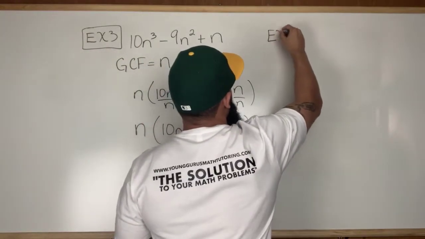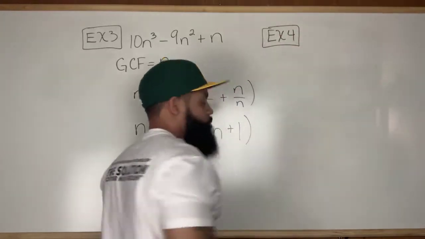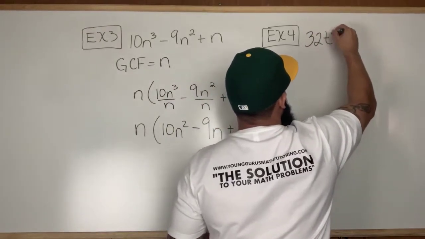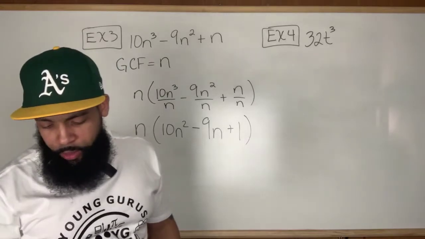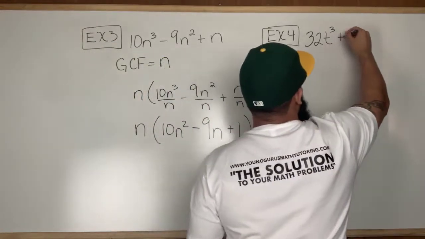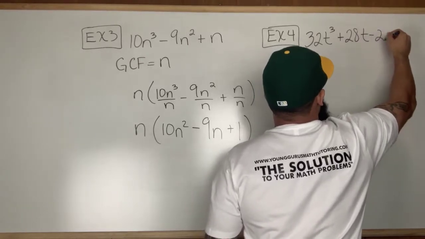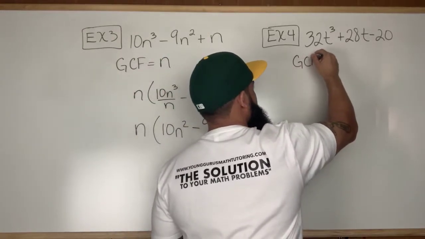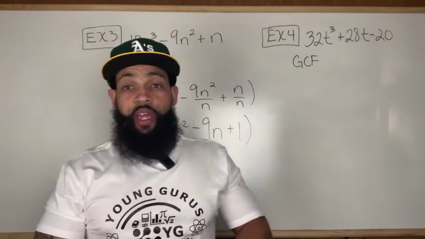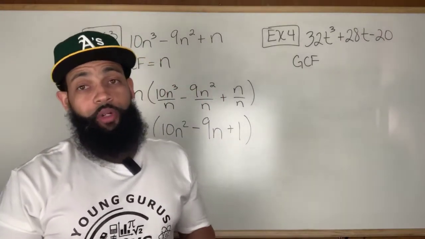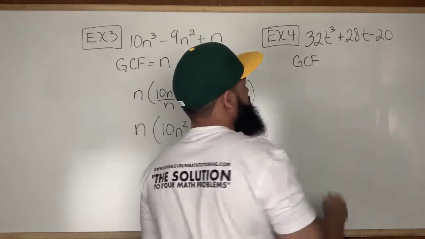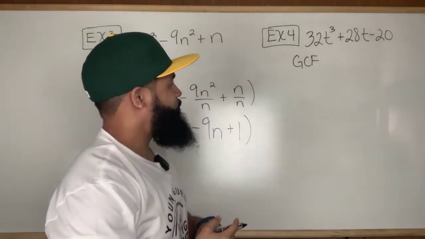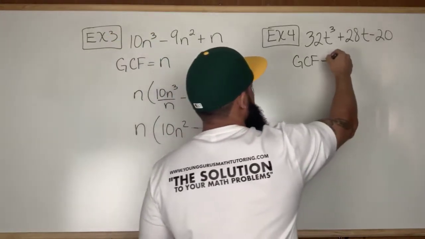And example 4, let's do one more type of example, see what we get here. This one we have 32t to the third power plus 28t minus 20. Okay, notice we find the GCF first, and in this case, all 3 terms don't have a variable. So that means that there's not going to be a variable as part of the GCF. But let's figure out what is the largest number that 32, 28, and 20 are divisible by. And in this case, I believe it is 4. It is 4. So the GCF in this case is 4.